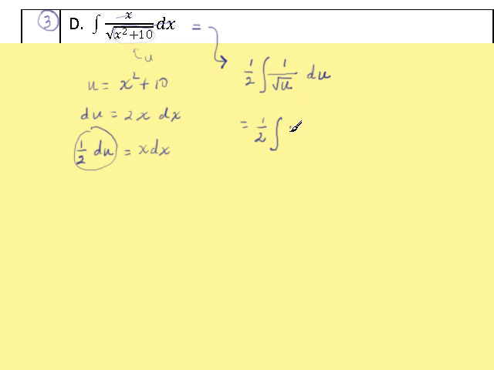So 1 over square root of u is u to the minus 1/2. And now we can do the power rule. Minus 1/2 plus 1 is 1/2. Divide by 1/2, which is the same as multiplication by 2. So this is equal to u to the 1/2. Let's replace u with x squared plus 10. So we have the square root of x squared plus 10 plus c.